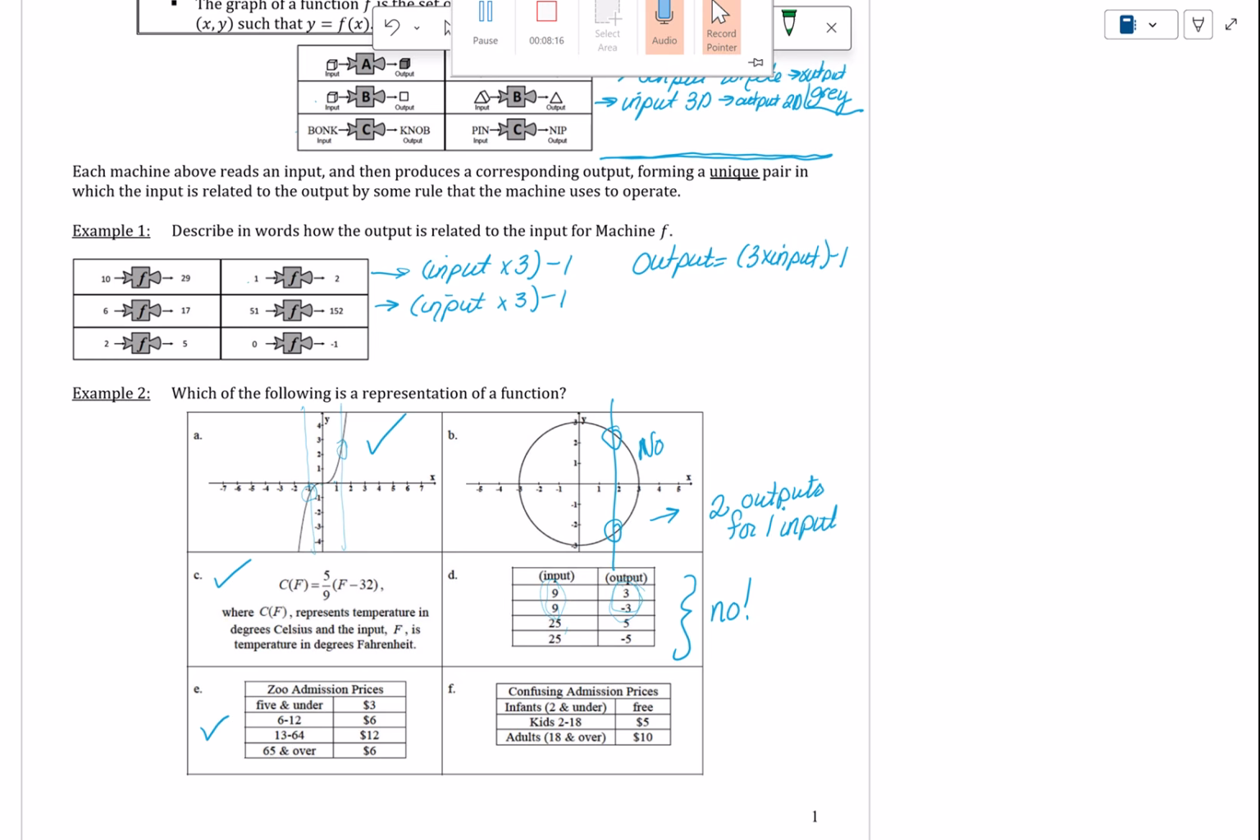But if you look over at this one, 2 and under is free, but then here 2 to 18 is $5. So does a 2-year-old go in free, or do they have to pay $5? And same for 18, right? 18 either pays 5 or they pay 10. So that is not a function.